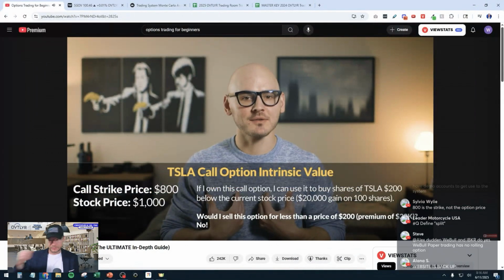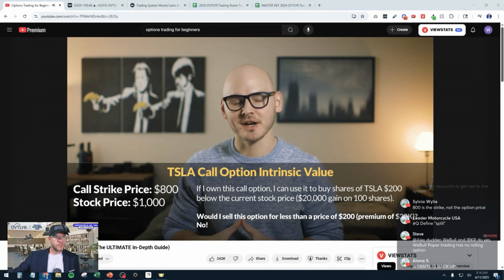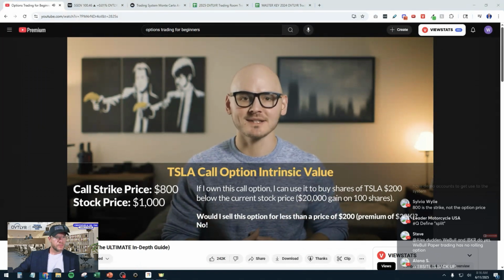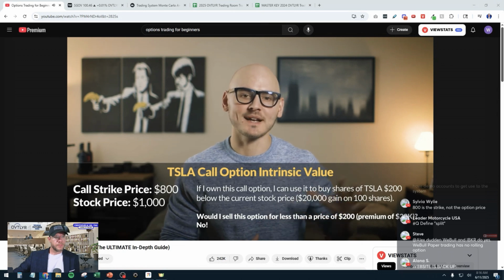If I use it myself, the benefit to me could be a $200 gain per share. So if I want to sell it to somebody else, it's going to be worth at least that amount or more when I sell it to them.